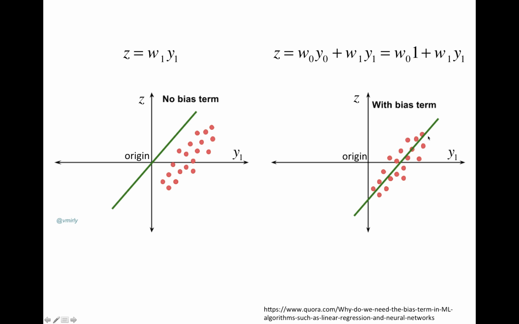Of course, W0 can still have a value of 0 if that provides a better fit to the data. But if the data are clustered away from the origin, a non-zero W0, a non-zero intercept, will allow a much better fit. So by adding the neuron with y equals 1, we provide additional degrees of freedom for the neural network to better fit those biased data.